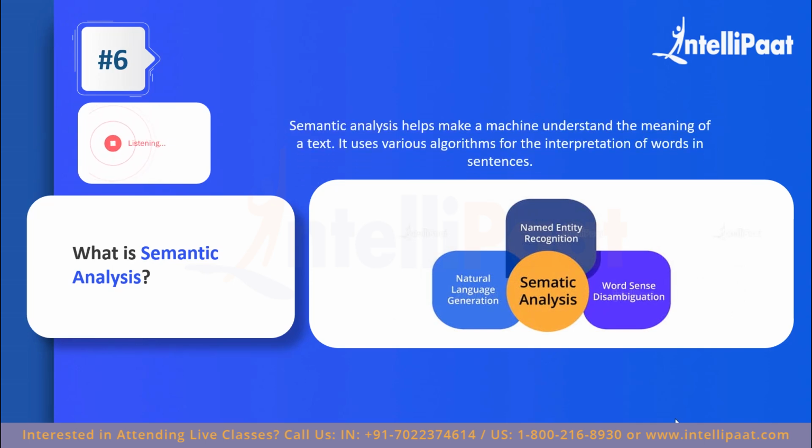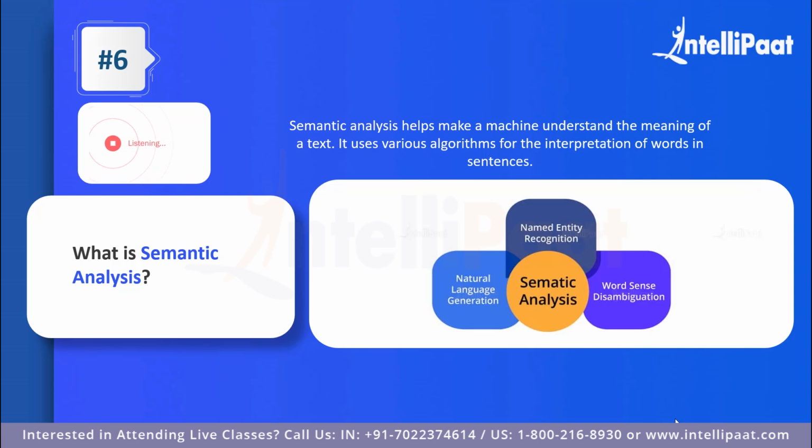What is semantic analysis? Semantic analysis helps make a machine understand the meaning of a text, and it uses various algorithms for the interpretation of words in sentences. It also helps understand the structure of a sentence. There are certain techniques used for semantic analysis, and these are shown in the diagram. The first one is named entity recognition. The second one is word sense disambiguation. After that, natural language generation.